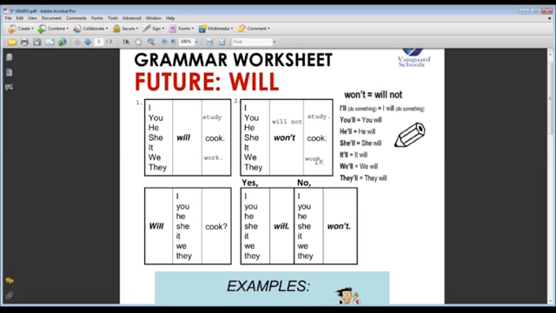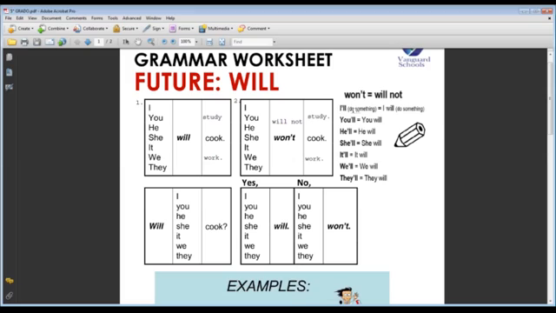¿Ok? Entonces, de esa manera voy a utilizar la forma negativa del futuro will. Recuerda, pronombre, negative form, la forma negativa de will, que es won't, y el verbo. ¿Ok? El verbo que tú decidas para tu oración. Ahora, podemos usar los pronombres de esta manera. ¿Ok?